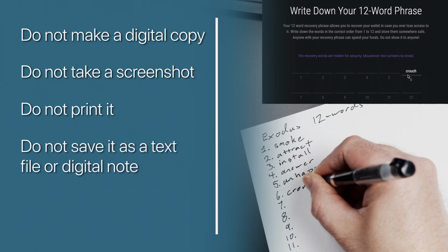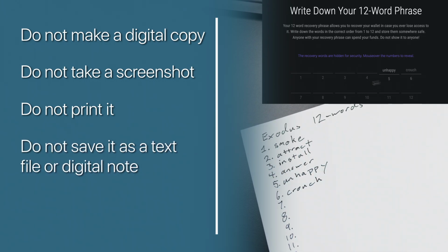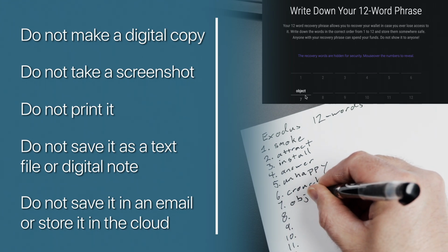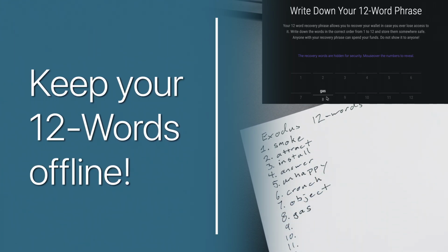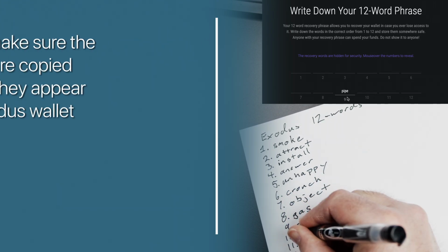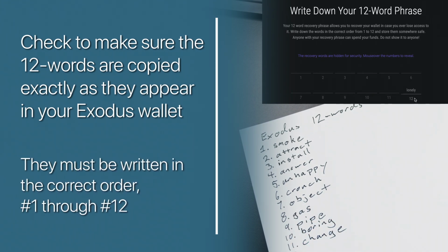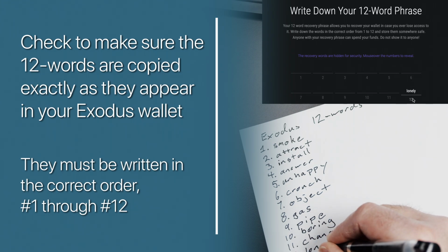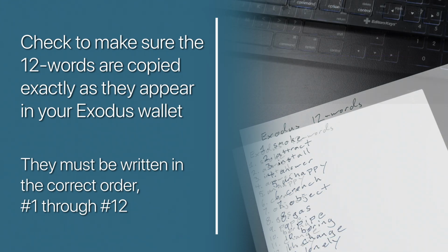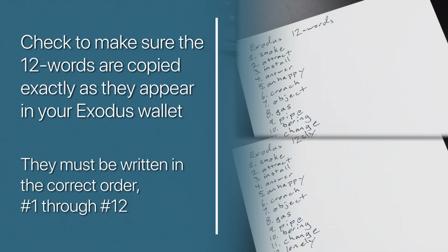Do not save it as a text file or digital note. Do not save it in an email nor store it in the cloud. Keep it offline. And triple check to make sure the 12 words are copied exactly as they appear in your Exodus wallet. They must be written in the correct order, 1 through 12. It might also be a good idea to make an extra copy as a backup.